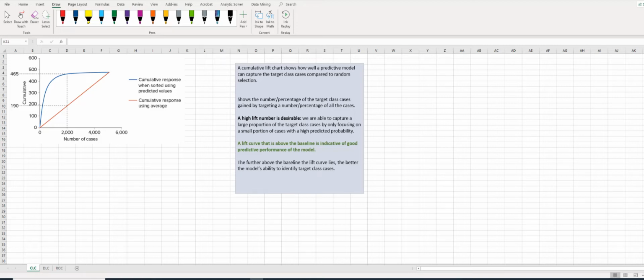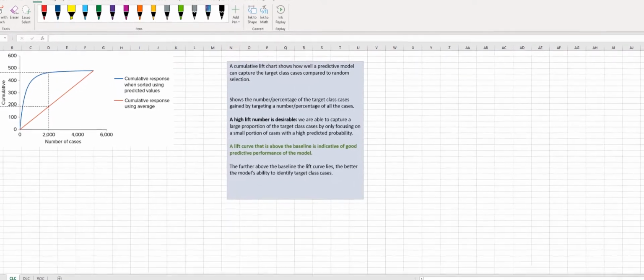Hello everyone, in this video I'm going to talk about performance charts for classification. Performance charts are graphical representations that we use to assess the predictive performance of data mining models. The most popular performance charts are the cumulative lift chart, the decile-wise lift chart, and the receiver operating characteristics, or ROC, curve. We start with the cumulative lift chart.